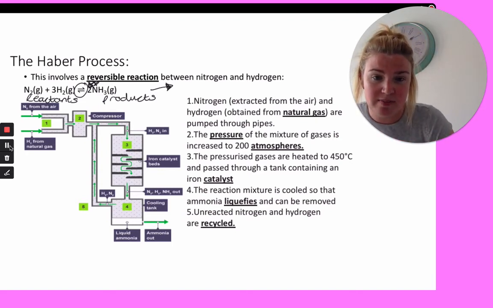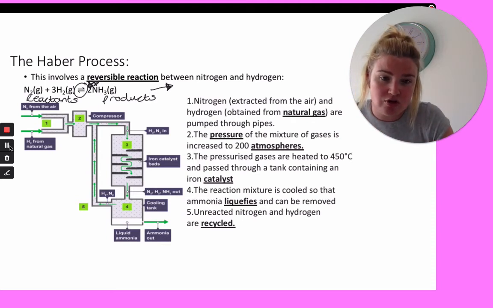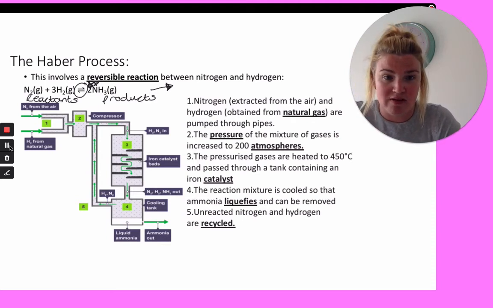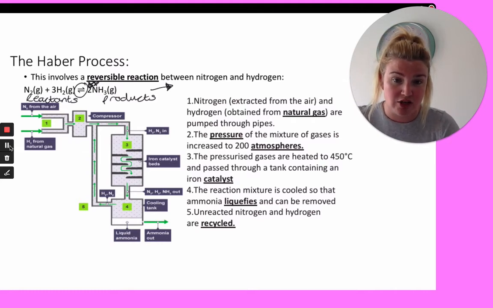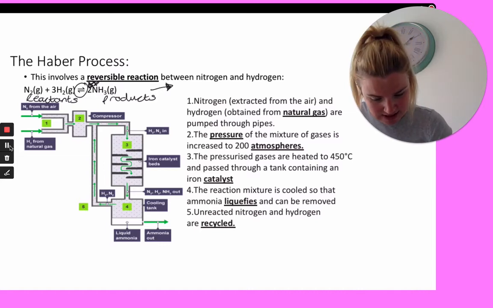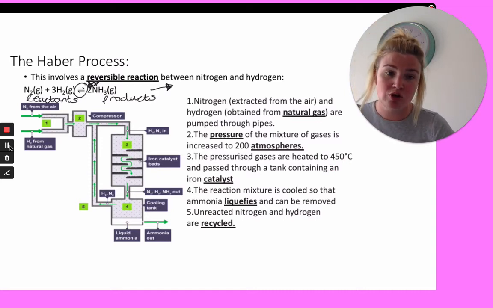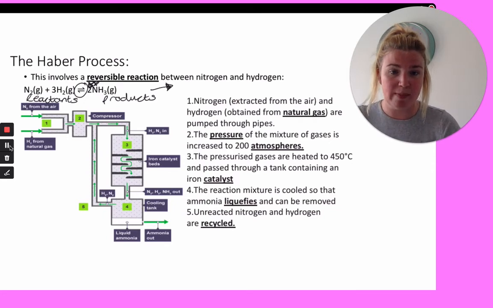So the pressure of the mixture of gases is increased so that they're more compact to 200 atmospheres of pressure. You need to remember that value. So what's the pressure of the Haber process? 200 atmospheres of pressure. The pressurized gases are then heated, so around here, they are heated to 450 degrees. So 200 atmospheres of pressure, 450 degrees. It's really important that you remember these values.